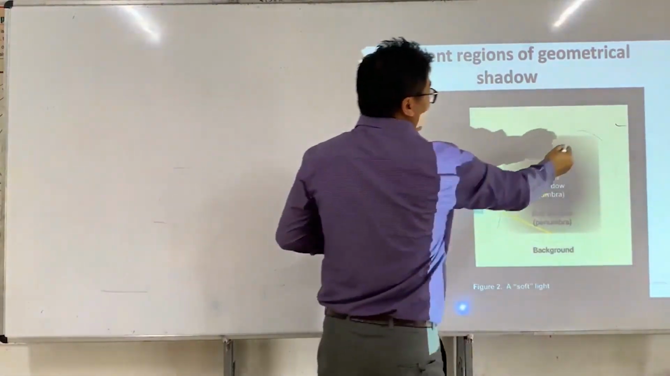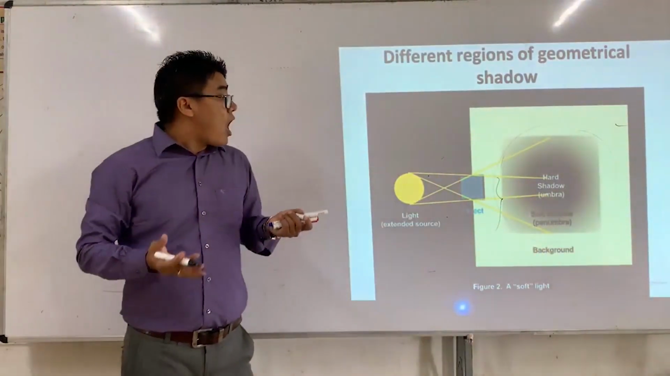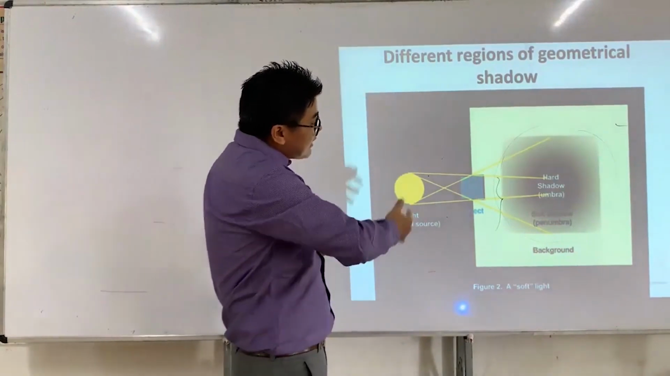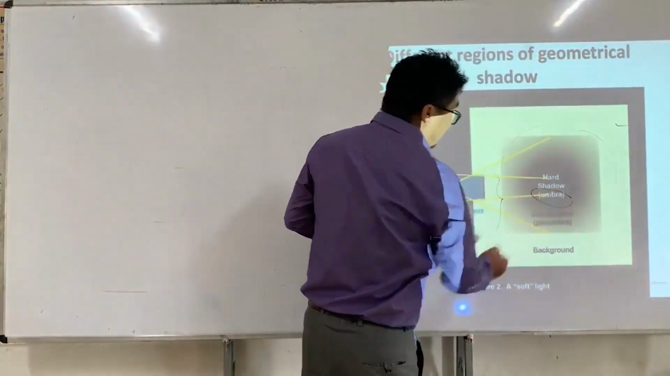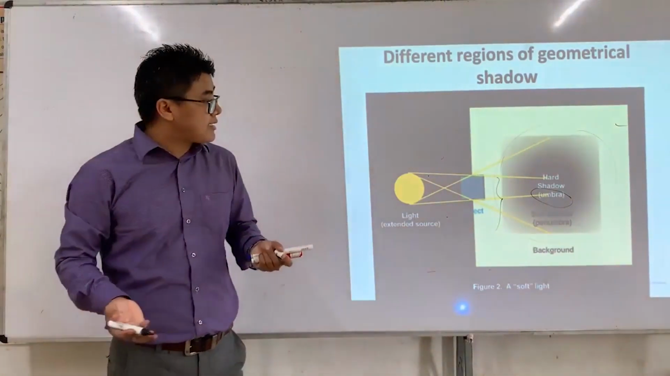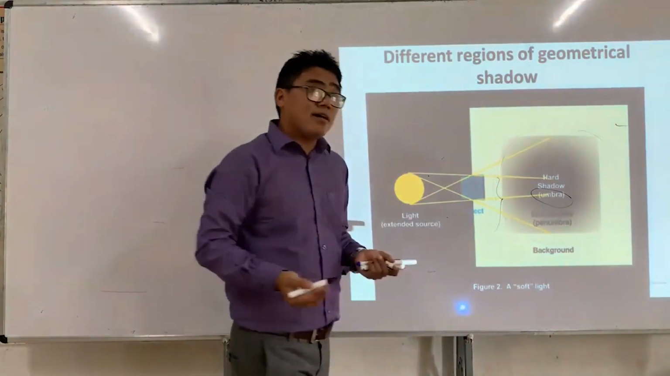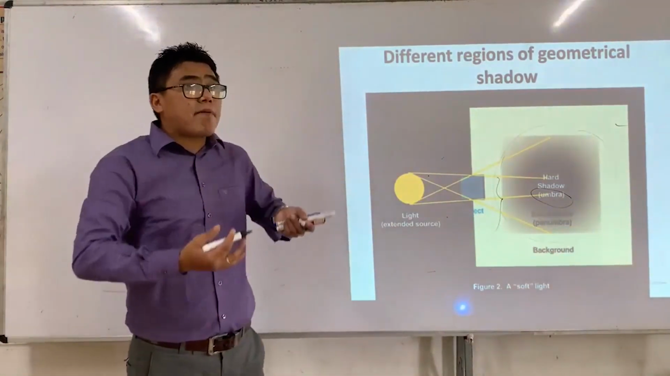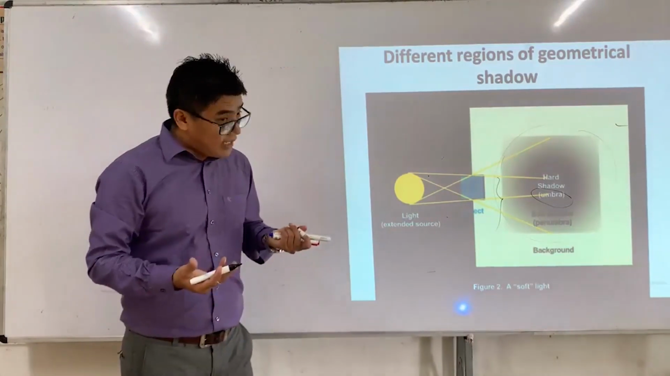Actually, this entire region should be a complete shadow. However, you see different regions. This is a hard shadow, which is what we call the umbra, and this is a soft shadow, which is called the penumbra. And these umbra and penumbra regions in a shadow occur because of diffraction.